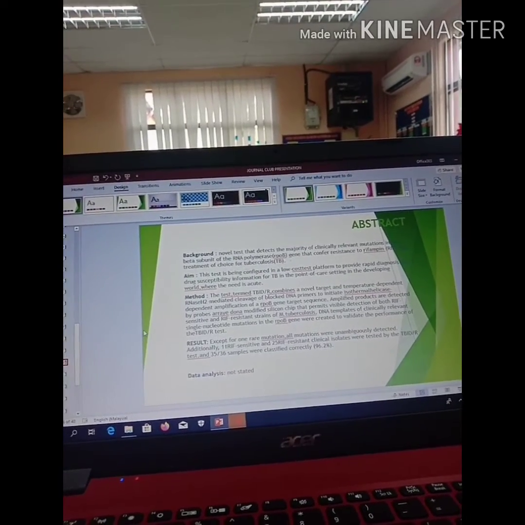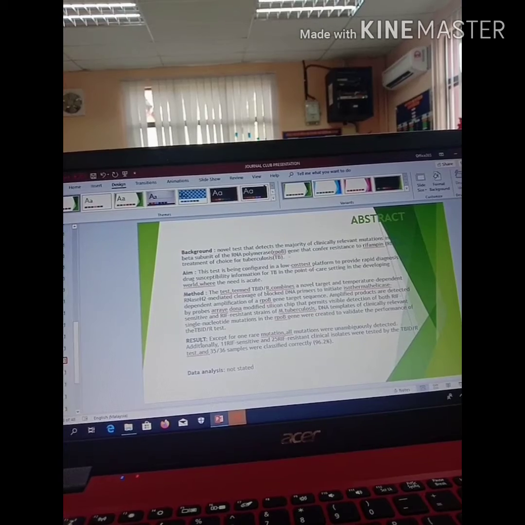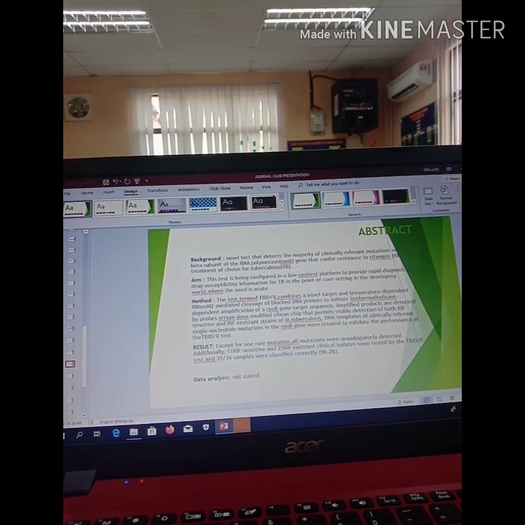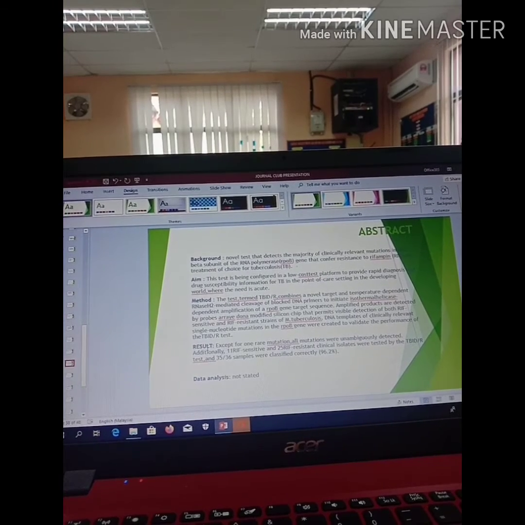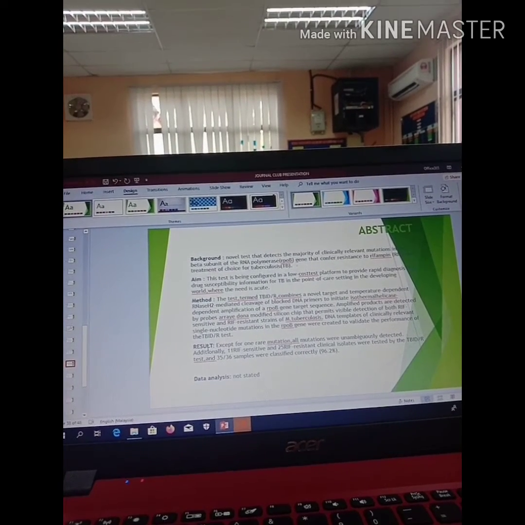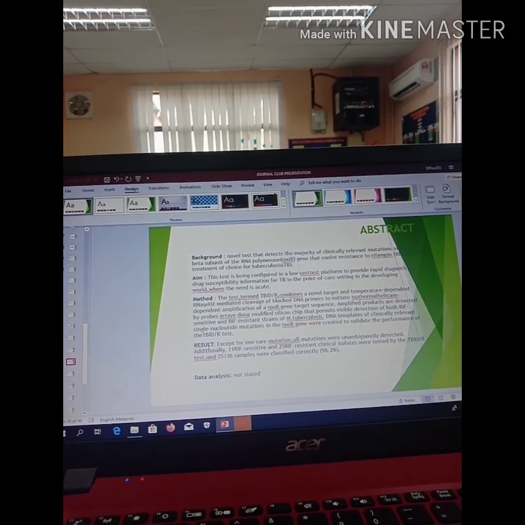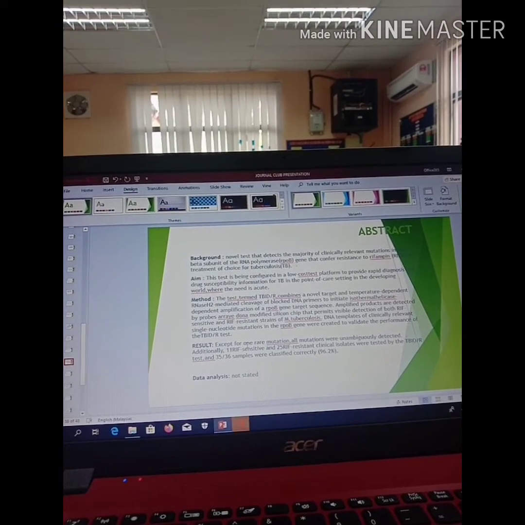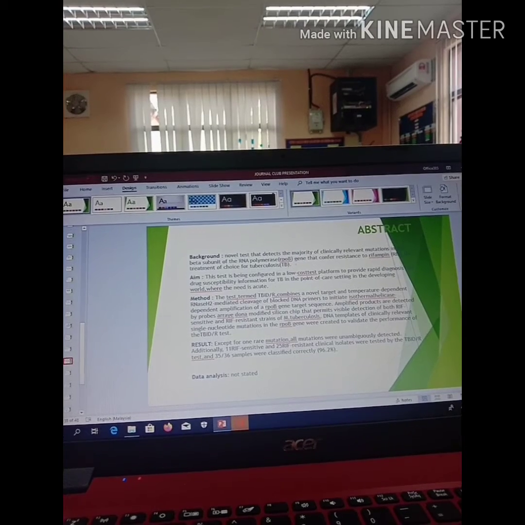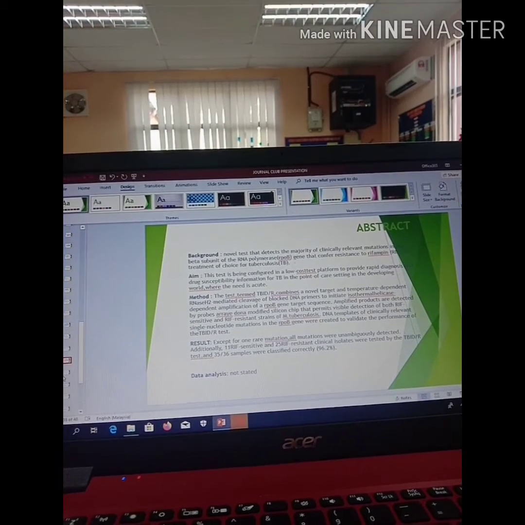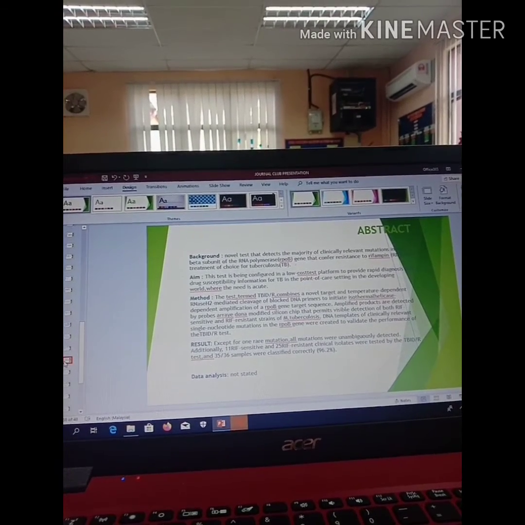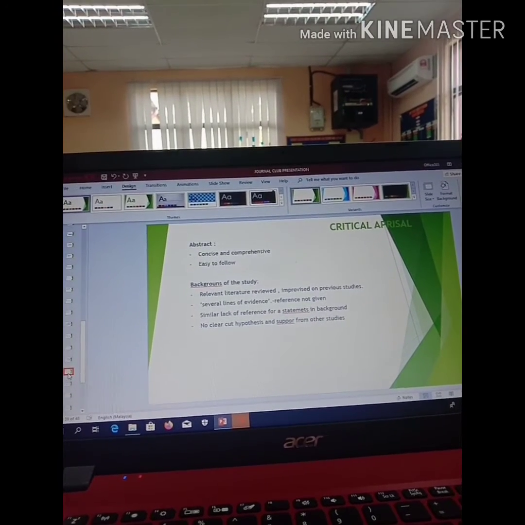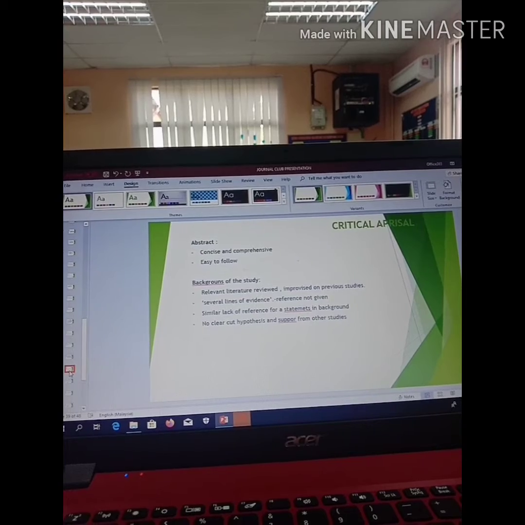This is the abstract. Background. The aim is for this test to be configured on a low-cost platform to provide rapid diagnosis and drug susceptibility information for TB in the point-of-care setting in the developing world where the need is acute. Data analysis was not stated. Abstract concise, comprehensive, easy to follow.